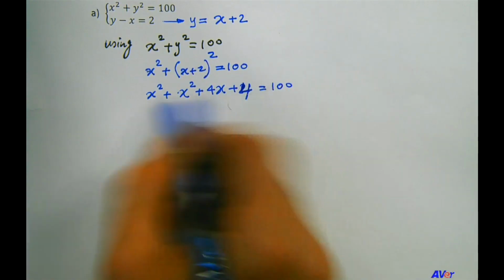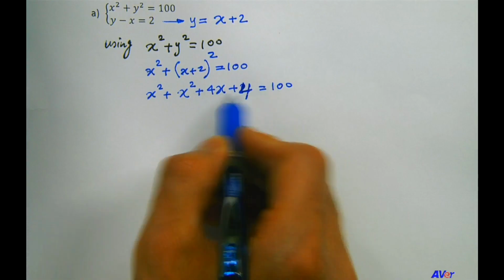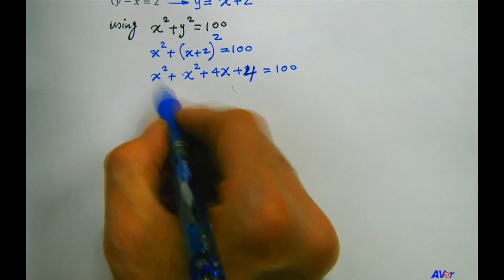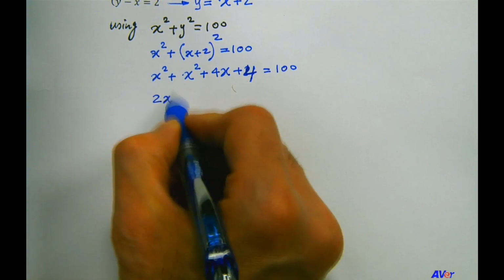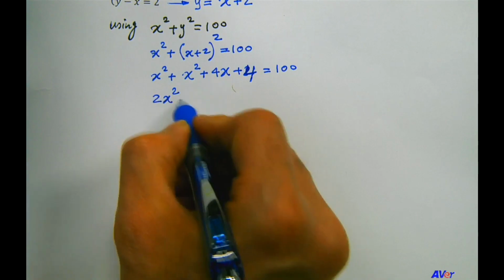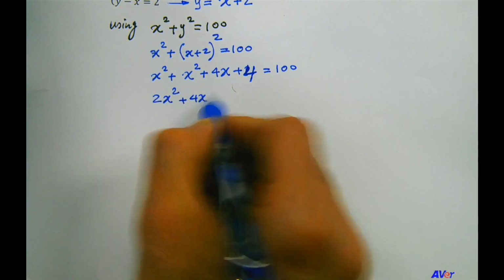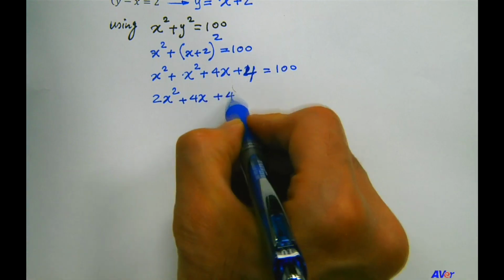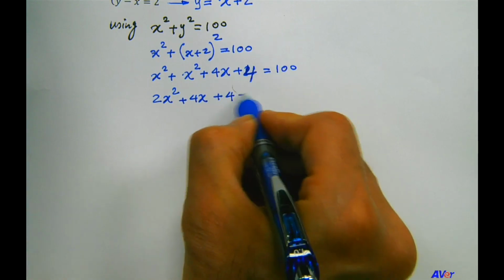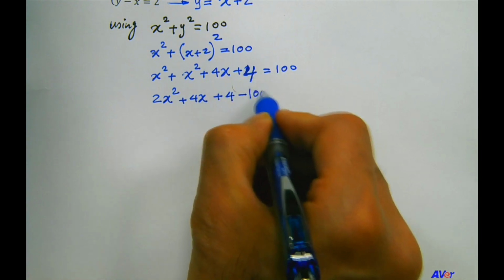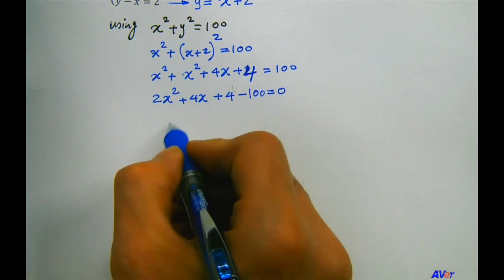Okay, so this is a quadratic equation. Let's move everything to one side and set it equal to 0 to solve for x. So we have 2x squared, right? x squared plus x squared is 2x squared, plus 4x. And then we have 4 minus 100, right? Plus 4. Move the 100 to the left. It was positive on the right. When you move it, it becomes minus 100 equals 0.